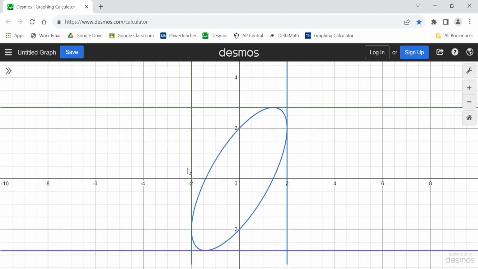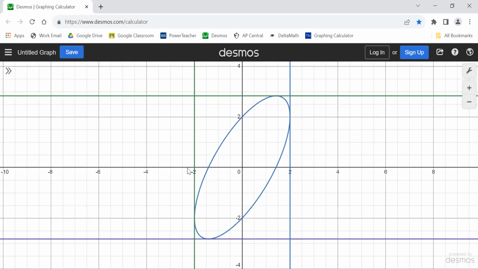And so we can see there's the original graph in blue, this sort of elliptical shaped thing that's tilted on its axis. And we've got our horizontal tangent lines at y equals 2 root 2 and y equals negative 2 root 2. And our verticals at x equals 2 and x equals negative 2.